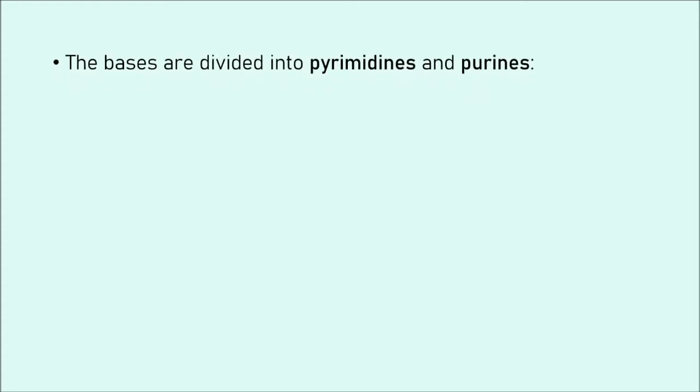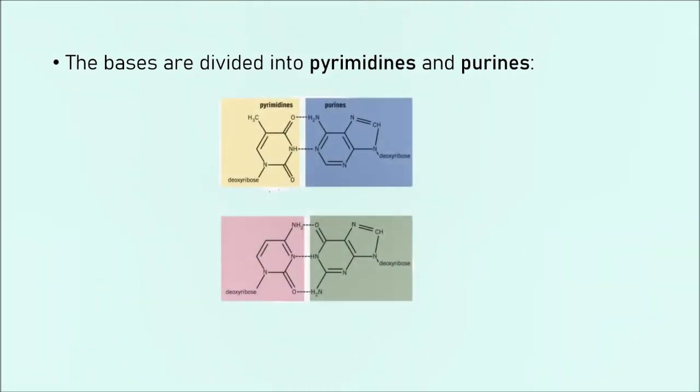So let's take a closer look at these bases, and we divide them into two categories, pyrimidines and purines, purely by their structure. As you can probably guess from the diagrams, pyrimidines are the smaller ones, they have only one carbon ring. The purines are larger therefore and have two carbon rings.